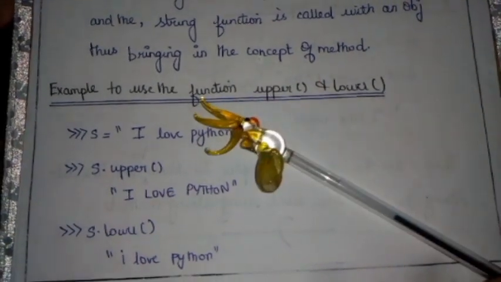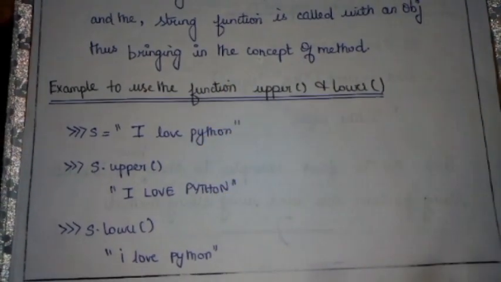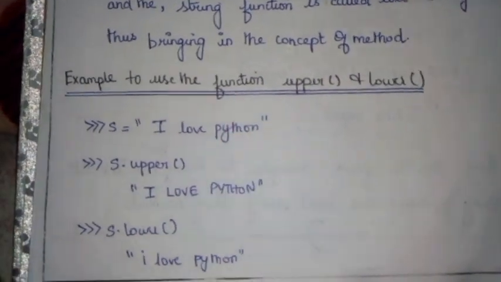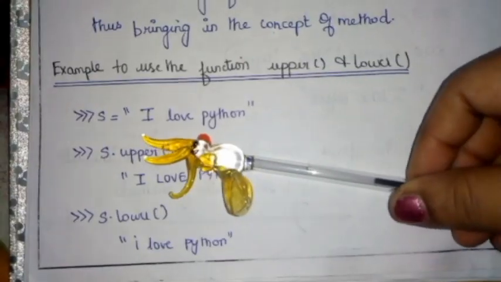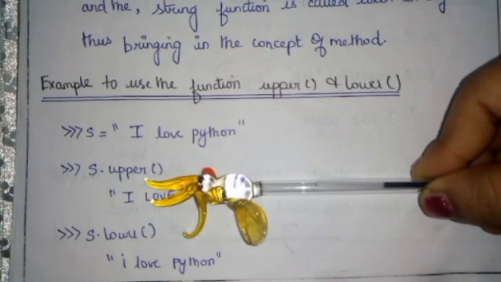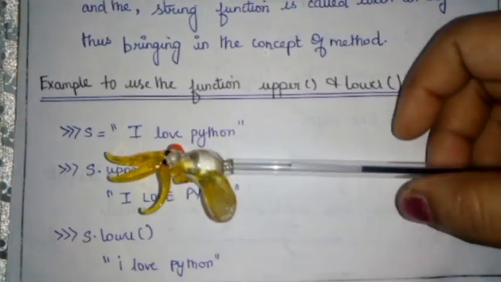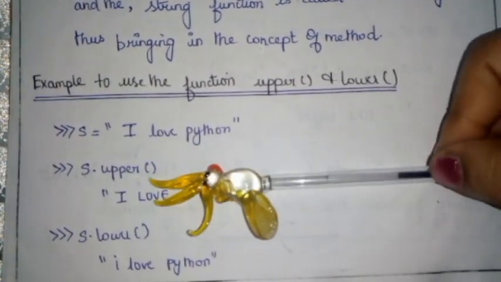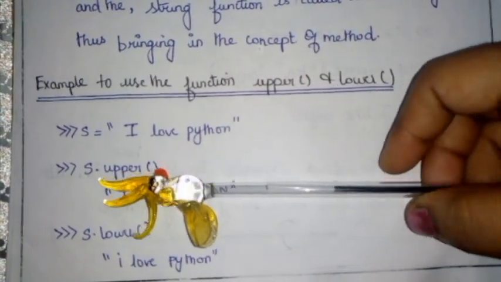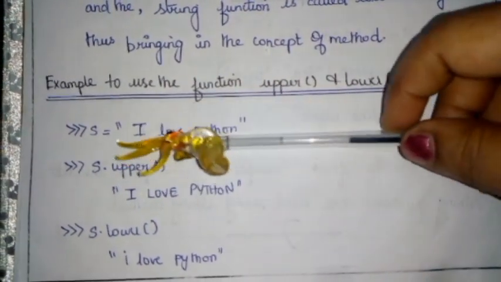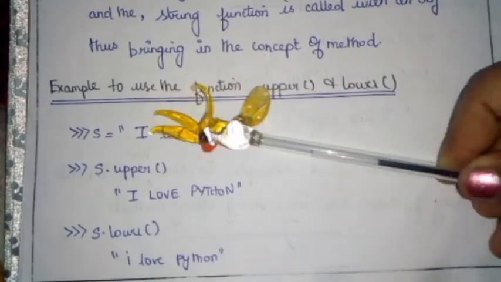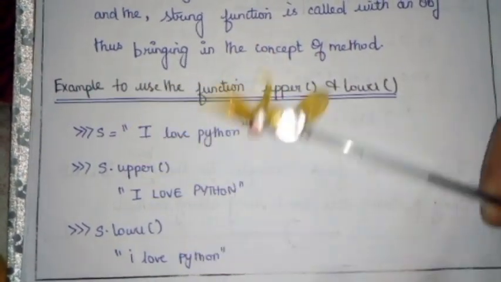So let us see an example. Okay, so we are going to use the upper and lower functions. With the help of the method, we are going to manipulate the string. Okay, s is equal to I love Python, and now I'm going to give s.upper. So with this s.upper function, I'm going to use this s as an object. s dot, this function name will change this string into uppercase. s.lower will change this string into lowercase.